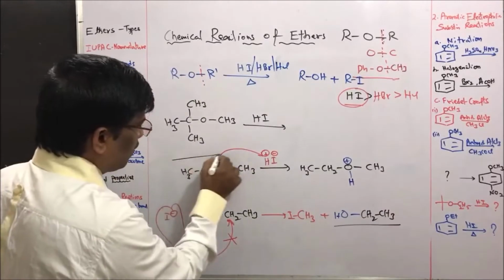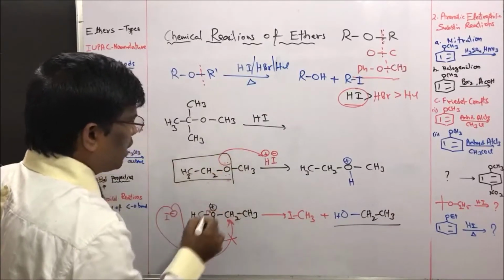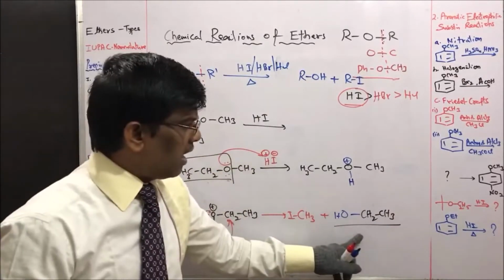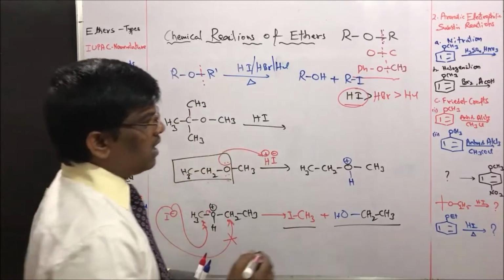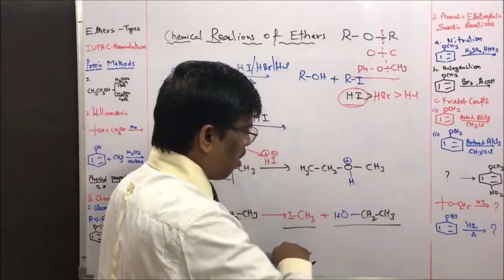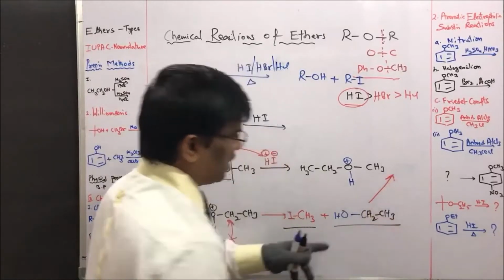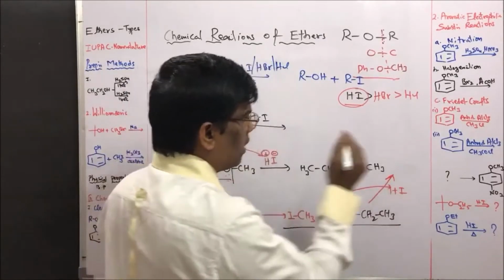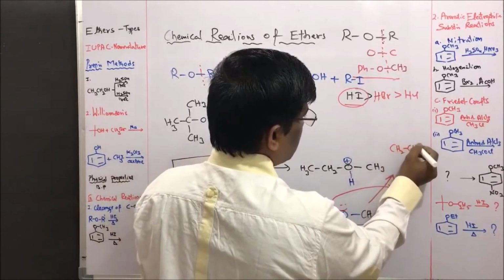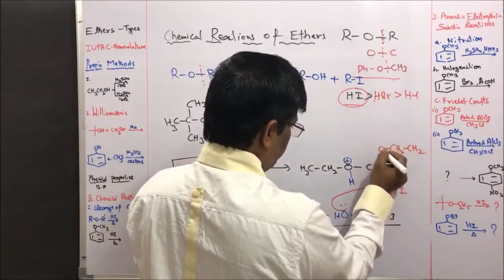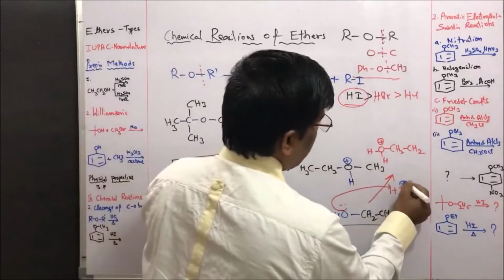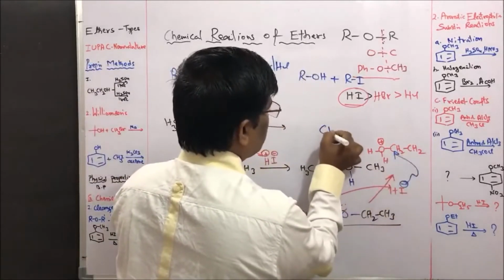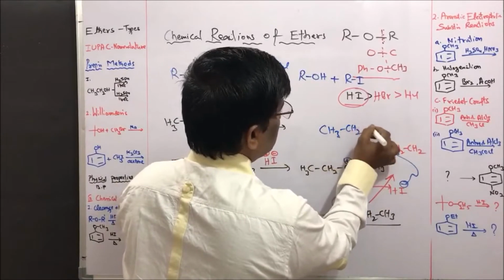That means whatever ether you take, the bulkier group goes out as alcohol, and the smaller alkyl group goes out as iodide. However, if I use excess HI, even this ethanol takes a proton to form CH2CH3 with the OH already there, and another iodide. At this stage, iodide enters to give CH3CH2 iodide.